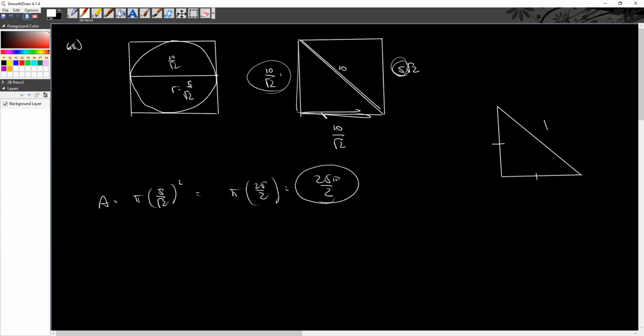Got it. Because remember, the circle is inscribed in the square, right? So technically what you're looking at is that image right there. And since this is 10 over rad 2, it's got to be the same as the diameter, right? Okay. Cool. Okay. Lash, what's up?